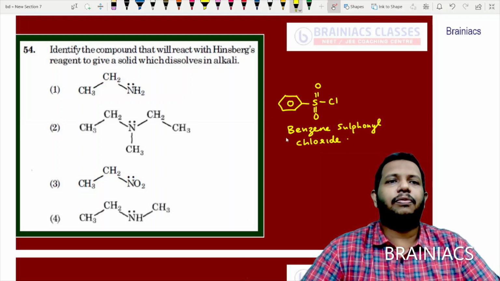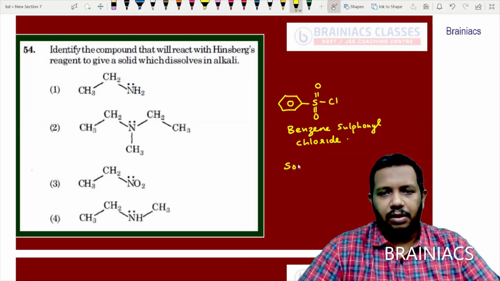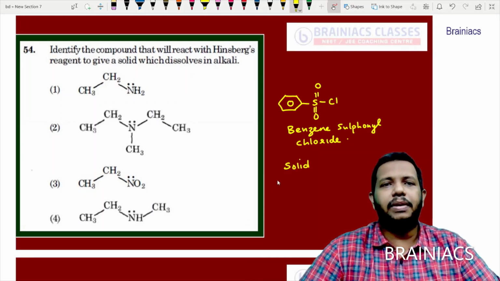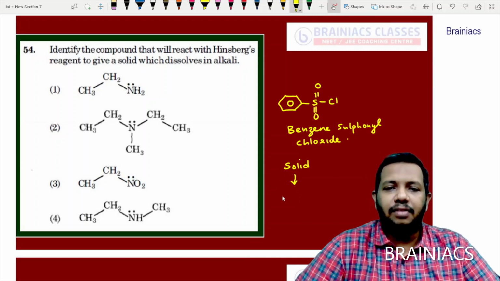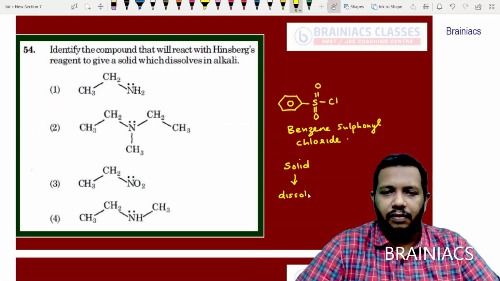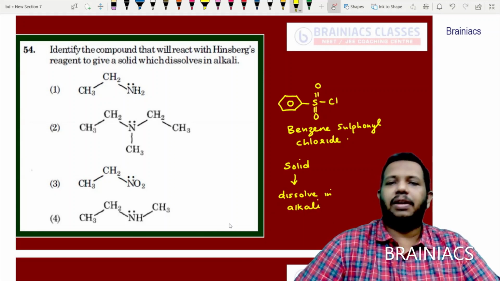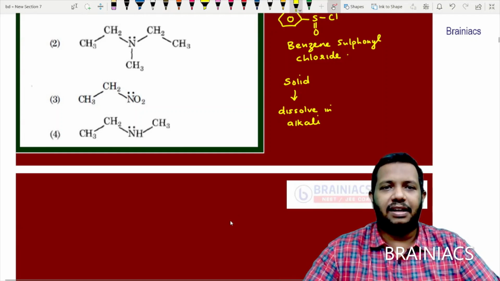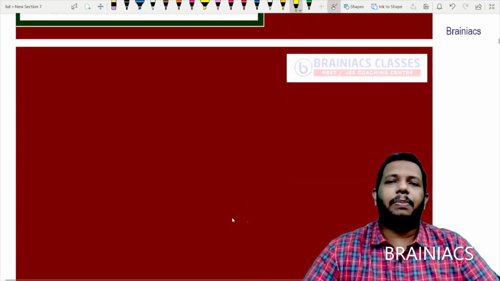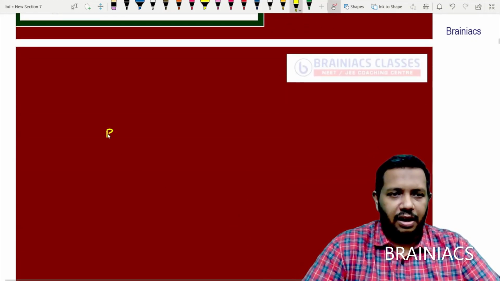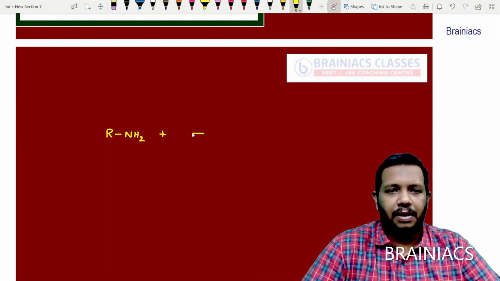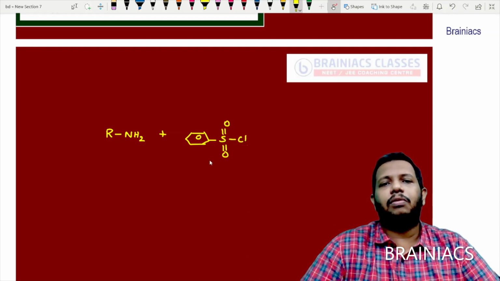What will it do? It will form a solid. I know it will form a salt, or solid will be formed, and thereafter this solid will dissolve in alkali. That is very important. So this is a direct question from the NCERT textbook. So I am again telling you, NCERT is your Bible. So we know that primary amines, basically RNH2, if you have a primary amine, then this will react with benzene sulfonyl chloride and form a salt, which is dissolvable in alkali.